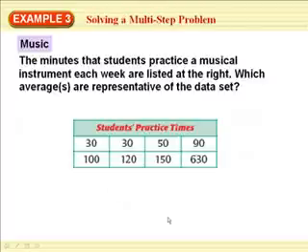Okay, solving a multi-step problem. The minutes that students practice musical instruments each week are listed at the right. Which averages are representative of the data set? Okay, so there's our practice times. So what they want us to do is find the mean, the median, and the mode, and say which one makes more sense to be an average of the students' time.